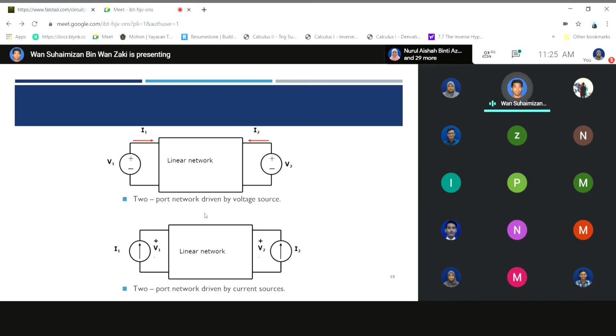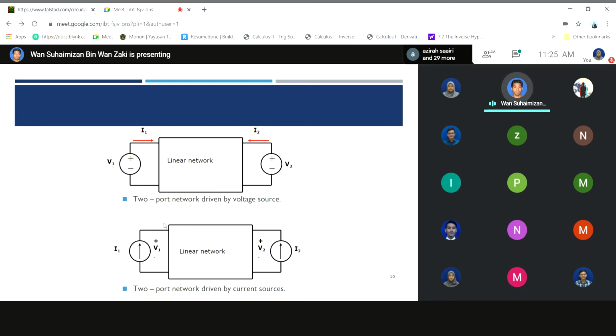If we see this two-port network, basically it is driven by a voltage source, because we apply voltages V1 and V2 at the input and output ports. For the second figure, we can see the two-port network is driven by a current source, because we apply a current source at the input and a current source at the output.